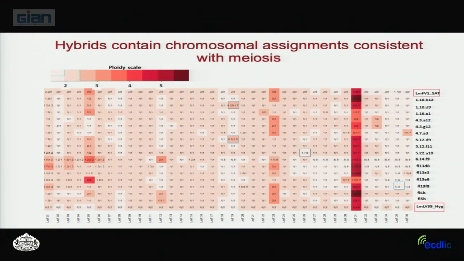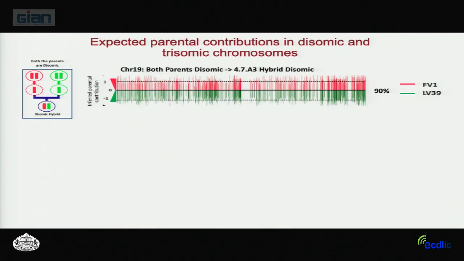Biallelic inheritance: for each of these SNP markers, they inherit an allele at a 1-to-1 ratio from each parent. And that's really consistent with meiosis. So this chromosome is behaving normally. This is chromosome 19. Both parents are disomic. And this is the inheritance pattern that you would expect, and that's what we observe. This hybrid, again, is disomic, and each of these SNP markers across the whole chromosome are heterozygous for these SNPs.